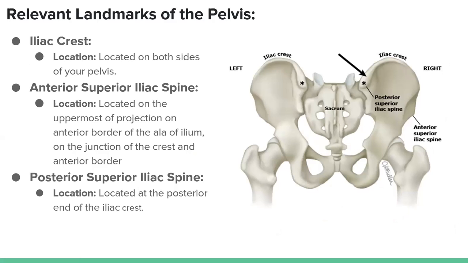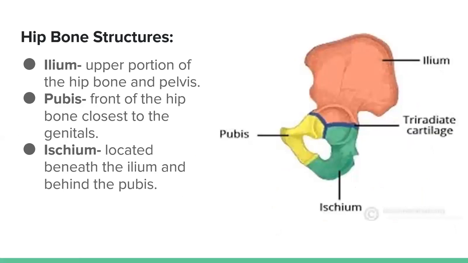And then, of course, you do have the anterior and posterior iliac spine. So now we have the landmarks of the pelvis. Again, your iliac crest, your anterior and your posterior superior iliac spine, which would be the front and the back again. And then, of course, we do have structures of the hip bone, which is subdivided into three sections.